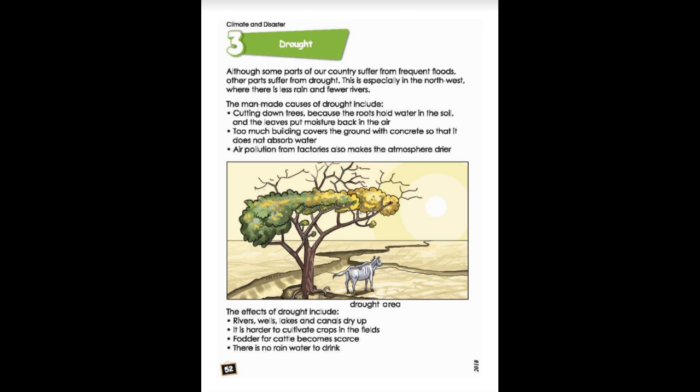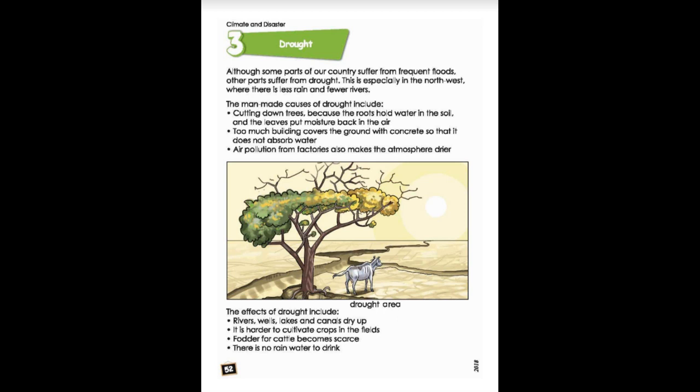The man-made causes of drought include cutting down trees, because the roots hold water in the soil and the leaves put moisture back in the air. Too much building covers the ground with concrete so that it does not absorb water. Air pollution from factories also makes the atmosphere drier.